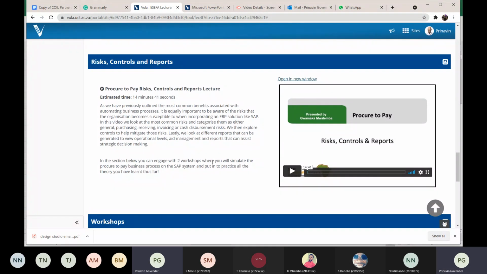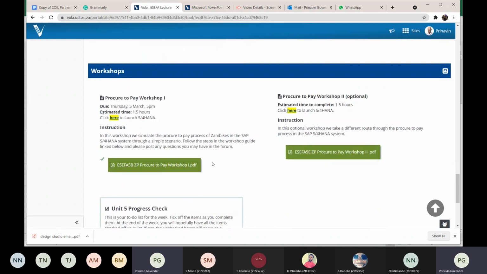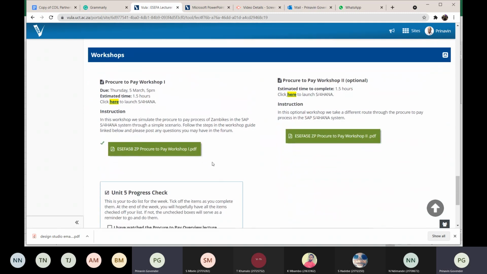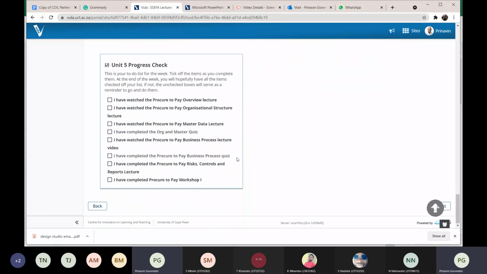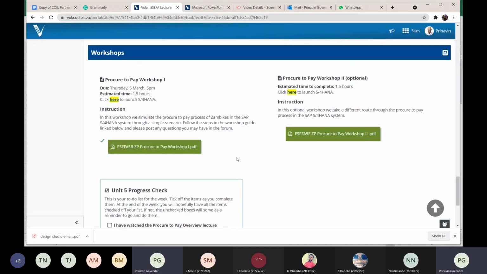Then we'll be talking about, now, by the way, this is our long-term project in terms of the next few weeks, how and what we're going to do. We'll be talking about procure to pay risks, controls, and reports. And finally, this is where we're supposed to have done the workshop, but I already started this with you, the procure to pay workshop. And we will go on to the next unit after this. This should take us a good couple weeks of lectures, right?